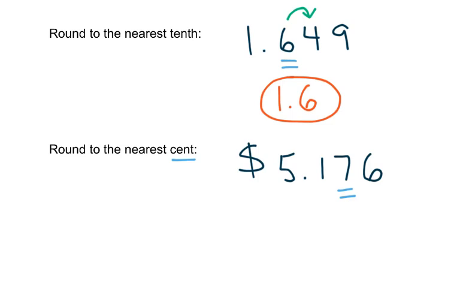In this case, we've identified the hundredths place. We look one space to the right. That number is 5 or bigger, so we're going to round up. And rounding this to the nearest cent will be $5.18.